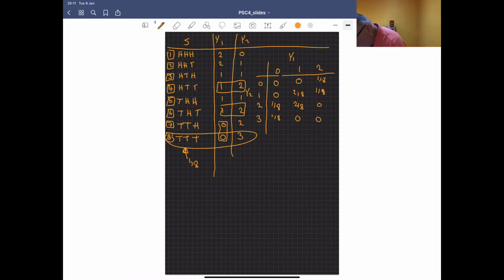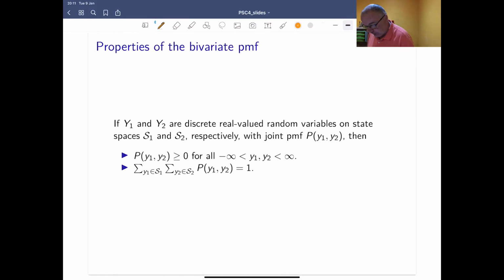So if we add this up, we've got 0, 0, an eighth, 2/8, 2/8, an eighth, an eighth. So that's 1, 2, 3, 4, 5, 6, 7, 8. 8 out of 8, so that comes to 1. So it's still a valid probability mass function.